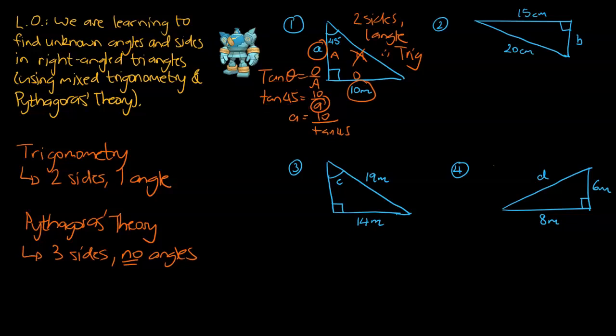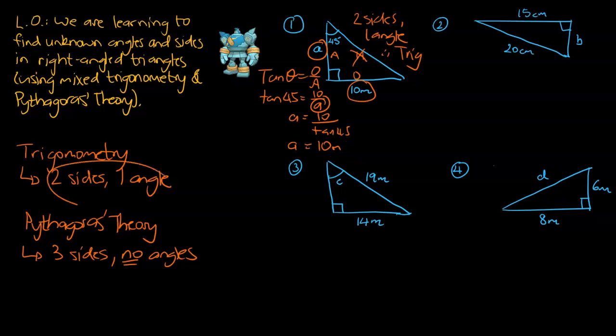And then finally, this is where we grab our calculator: 10 divided by tan 45. That comes to 10 as well, so 10 meters. There we go, we found out that A is 10 meters using our trigonometry. Let's have a look at the next triangle.